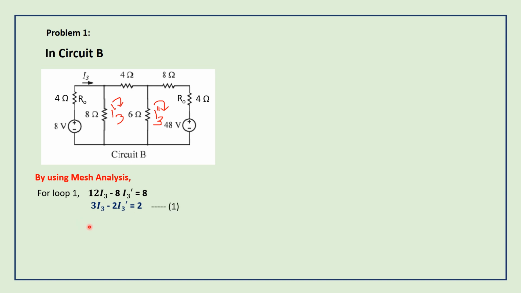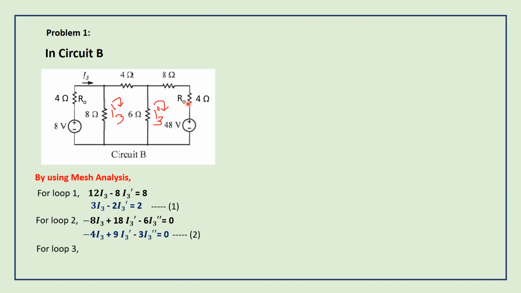And for loop 2 also, I have written the equation taking I3 dash as the current. 8 ohms is a common branch for loop 1 and loop 2. 6 ohms is a common branch for loop 2 and loop 3. Okay, so we can take the currents into consideration and write the equation like this: minus 8I3 plus 8 plus 4 plus 6 is 18I3 dash minus 6I3 double dash equal to 0. So which can be simplified as minus 4I3 plus 9I3 dash minus 3I3 double dash equal to 0. This is the second equation.